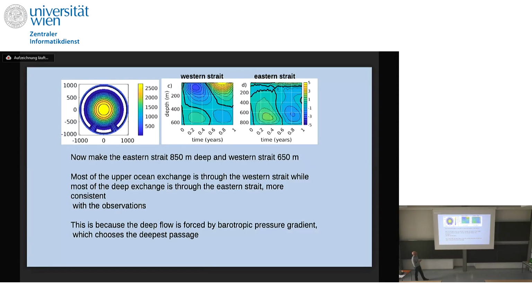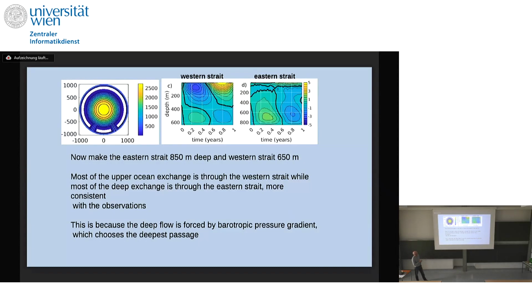The upper ocean still going through the Western Strait. Makes sense for the reasons I just described. But now the deep Western Strait has a very weak seasonal cycle, and the Eastern Strait has a strong seasonal cycle. Now we're getting this seasonal cycle here. So the outflow, this is to the south, the outflow is strongest in summer. The inflow, and it's weaker here. The inflow is strongest in summer and weakest in winter in the Western Strait. So that's consistent with what I started with. Remember the time series of the current meters.